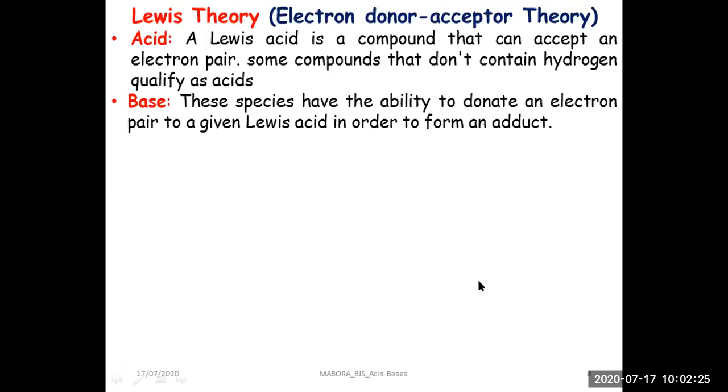Now, this theory was very well accepted, and then another theory was introduced by Lewis, called the Lewis theory of acids and bases, and this theory is also known as the electron donor-acceptor theory. Just like Lowry-Bronsted, which says proton donor and acceptor, Lewis theory says that an acid is an electron acceptor, whereas a base is an electron donor. Or in other words, an acid is an electron deficient species, whereas a base is an electron rich species which can donate electrons.